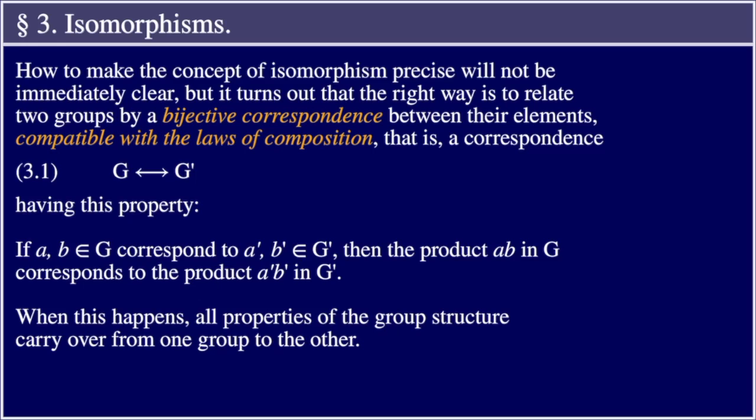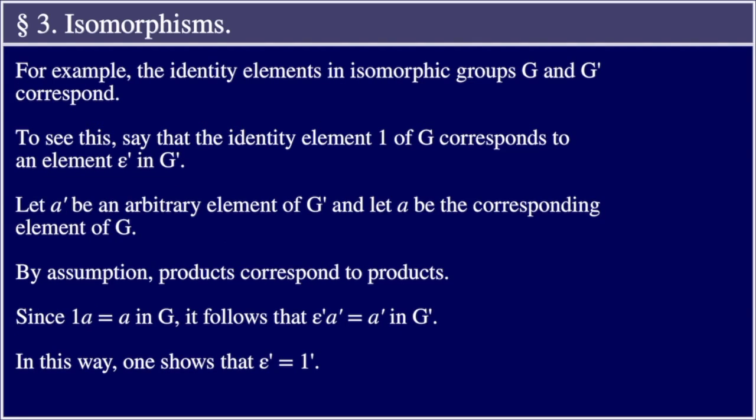When this happens, all properties of the group structure carry over from one group to the other. For example, the identity elements in isomorphic groups G and G' correspond.